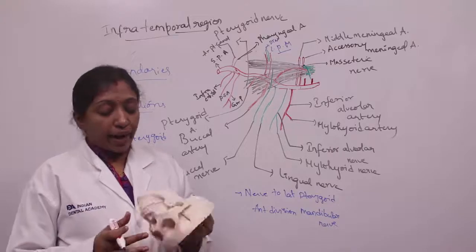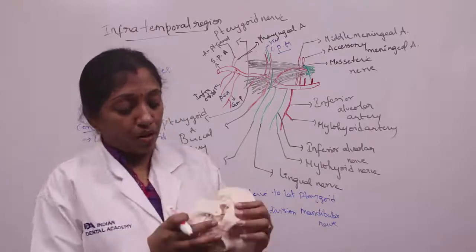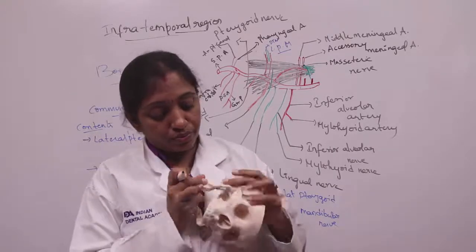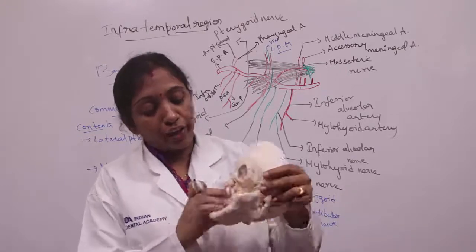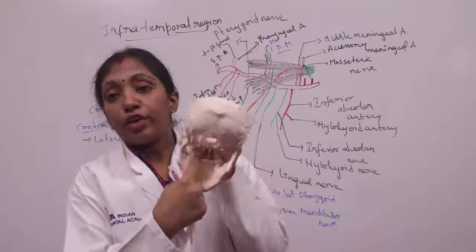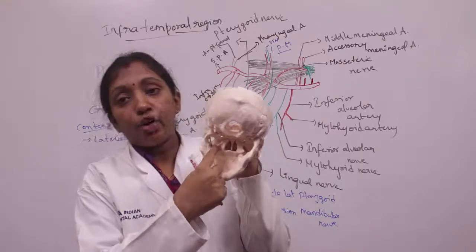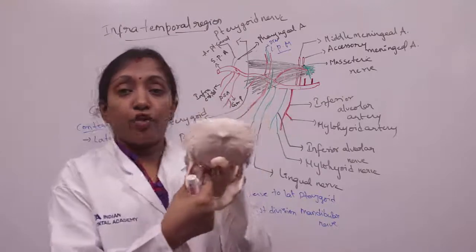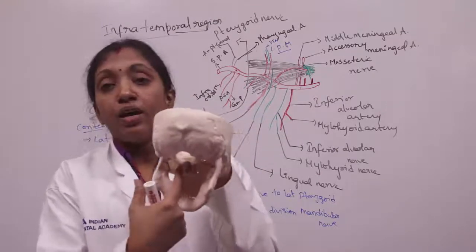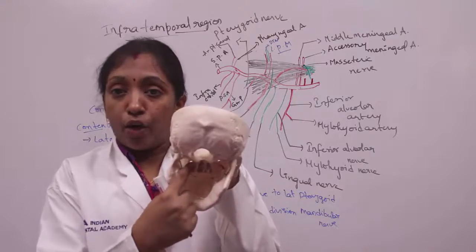And coming to the deep head, it arises from the medial surface of the lateral pterygoid plate. We have pterygoid plates here. This is the medial pterygoid plate and the lateral pterygoid plate, and the deep head of the medial pterygoid muscle arises from the medial surface of the medial pterygoid plate.